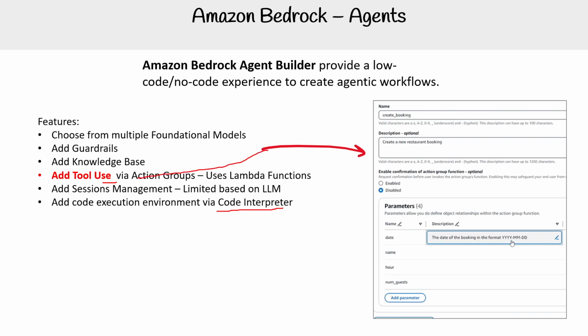And so, here on the right hand side, this is specifically for the tool use. It's supposed to be pointing right here. I'm not sure why it's a little bit off. But the idea is that you define these functions. So you say create booking, right? And then you give it a description and then parameters. And this is going to go to a Lambda function.